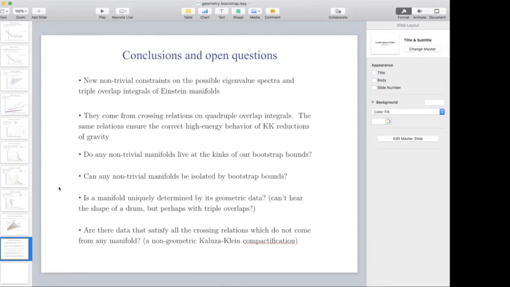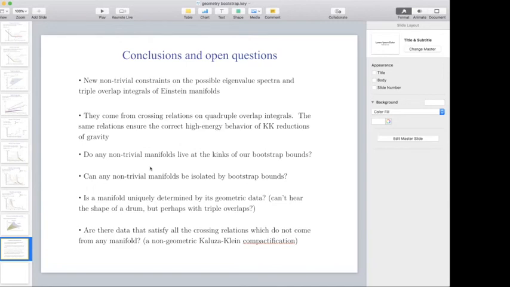So we found new non-trivial constraints on the possible spectra and triple overlap integrals of Einstein manifolds. As far as we know, these constraints are not known to the mathematicians, and the only reason we found them was because of these physics considerations about high energy scattering and unitarity and so on. They all come ultimately from these crossing relations on the triple overlap integrals. This is the mechanism by which the Kaluza Klein theories give you better high energy behavior than just generic massive effective field theories.